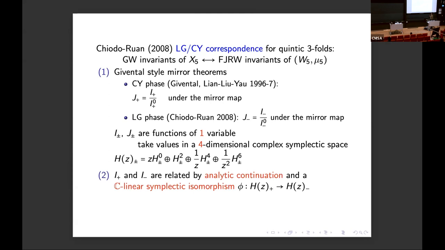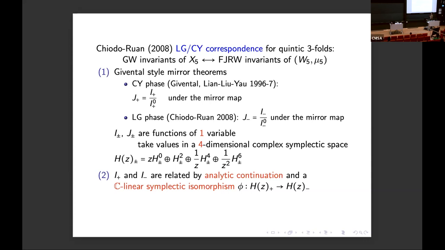And then the second step is that I plus and I minus are related by analytic continuation and a complex linear symplectic isomorphism. If one thinks about the mirror, then it's more natural to see why they should be analytic continuations of each other. But actually, the point of the talk today is that we don't need to think about the mirror for this kind of wall crossing in a gauged linear sigma model. But before I do so, this was solved, at least in genus zero.